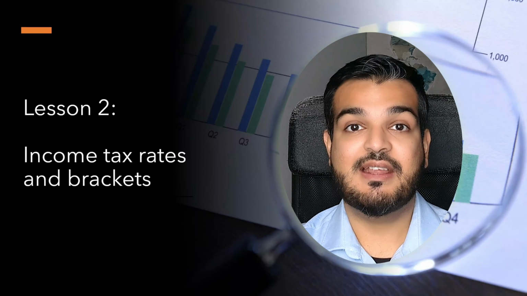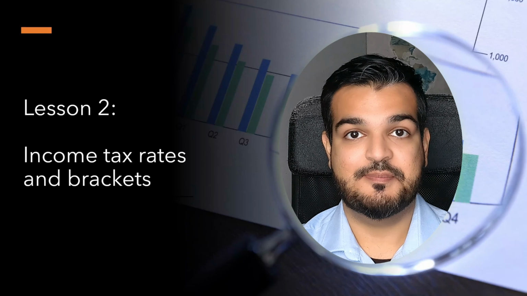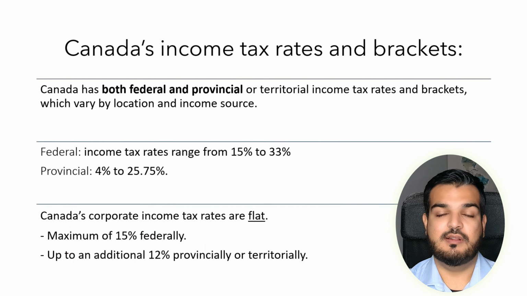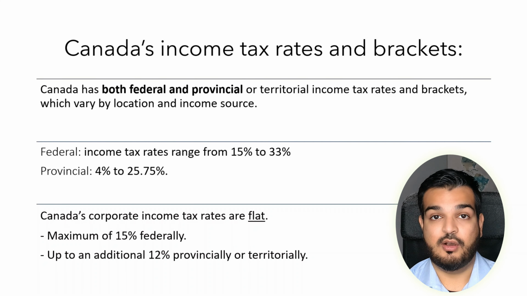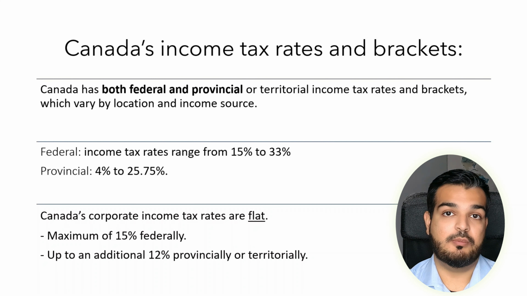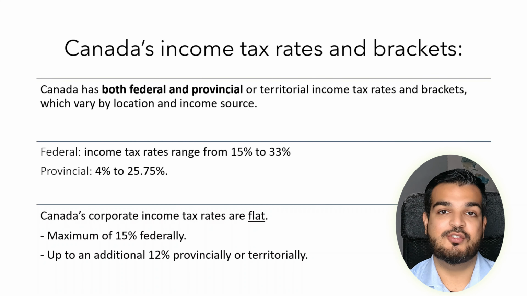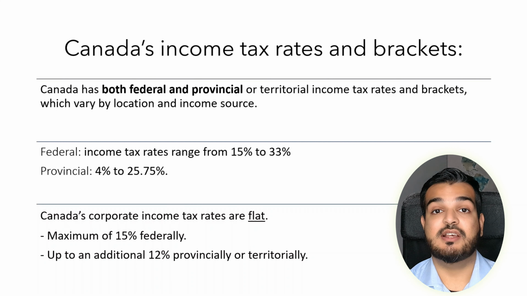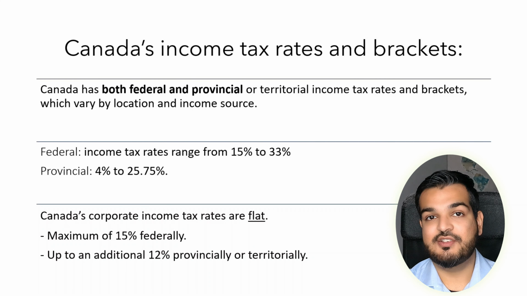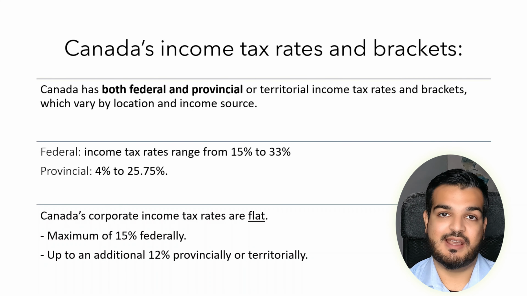Lesson number 2, income tax rates and brackets. Canada, as I mentioned in lesson number 1, has both federal and provincial taxes, and the tax rates will vary based on which province you live in. Although the federal rate won't change based on your province, the provincial rate will differ from Ontario to Alberta to BC to Nova Scotia, etc. And how much tax you pay will be based on how much income you make. Essentially, the more you make, the more you pay in taxes.